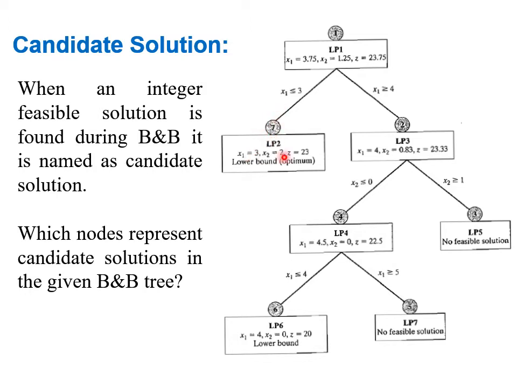And finally, let's look at node 7. It's also fathomed, and you see x1 and x2 are both integers. It's integer feasible. So this is also a candidate solution, and the objective function value here provides a lower bound for us. When we compare this lower bound with the previous lower bound, we see that this is a better lower bound. A higher lower bound means a better lower bound. So in this branch and bound tree, the candidate solutions are this one that we obtained in node 6 and this one that we obtained in node 7.